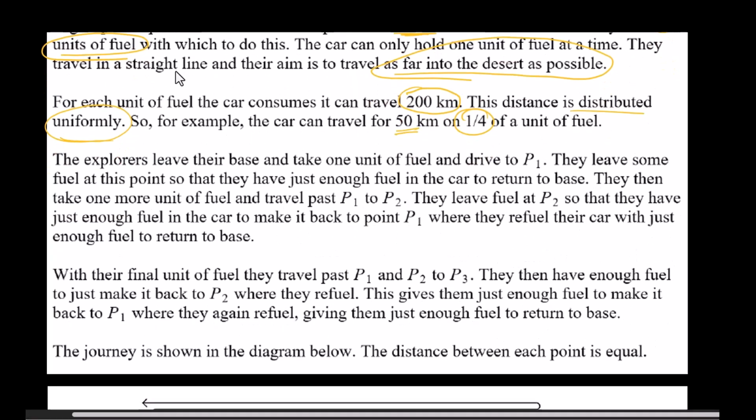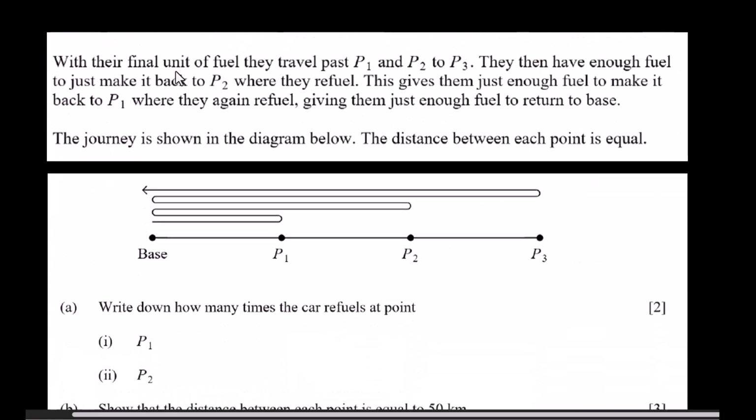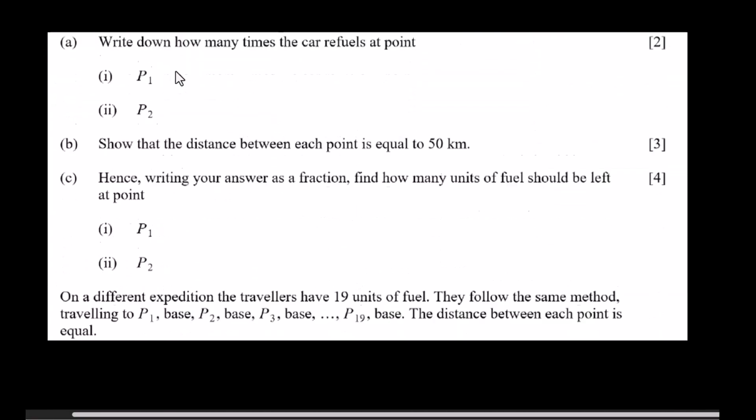So what they first do is to leave their base with 1 unit of fuel, because the jeep can carry only 1 unit of fuel, all right? And they travel to P1, which is the first point. They come back, but when they come back, they leave some fuel at P1 and then they come back. And you can read through this. Every statement here is important, all right? So let me explain what actually is happening.